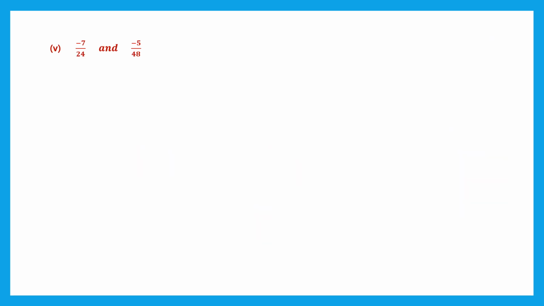Question 5. Minus 7 by 24 and minus 5 by 48. So first let's write the question. Minus 7 by 24 plus minus 5 by 48. So again, denominators are different. So let's find the LCM of the denominators, that is 24 and 48.